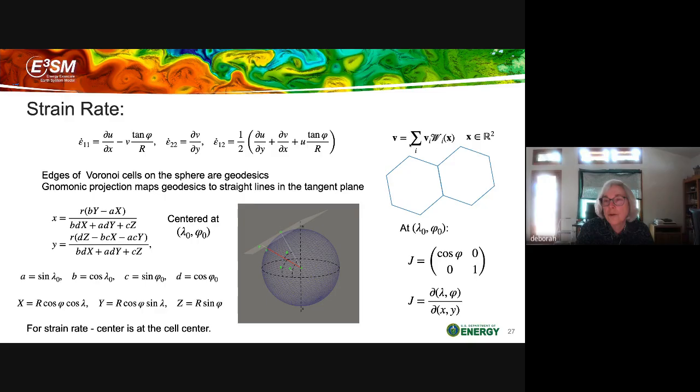And we use the Wachspress basis functions on these polygons now in R2 to compute these derivatives. So we would take gradients of the velocity in this representation to get strain rates. And these are just showing the formulas for the gnomonic projection, but the details are not important.